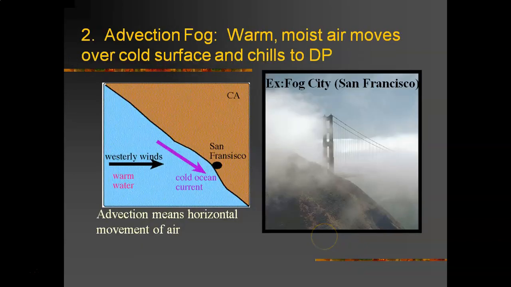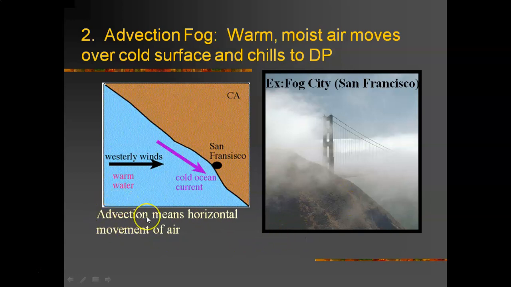Now, the other type of fog is called advection fog. It is when you've got warm and moist air. So you've got to have warm air that's holding a fair amount of moisture. Remember, warm air can hold moisture, and you've got to chill that air. You move it over a cold surface, and cold air can't hold much moisture, so you'll increase relative humidity to 100%, to dew point. And advection means a horizontal movement of air.